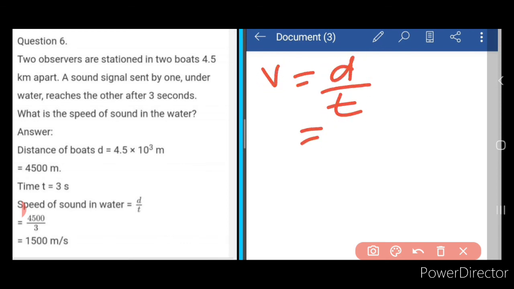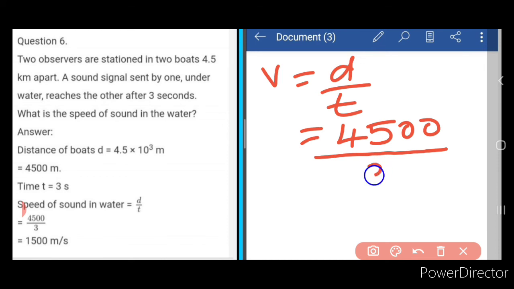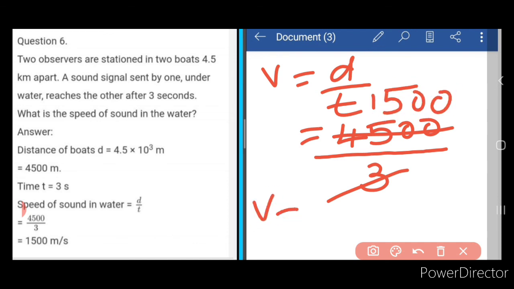Now what is D? We have found out 4,500 and the time is 3 seconds, right? Now let's cancel by 3. 3 ones are 3, 3 fives are 15, 0, 0. So what is the velocity of the sound in water? 1,500 meter per second. So this is the speed of the sound in water.